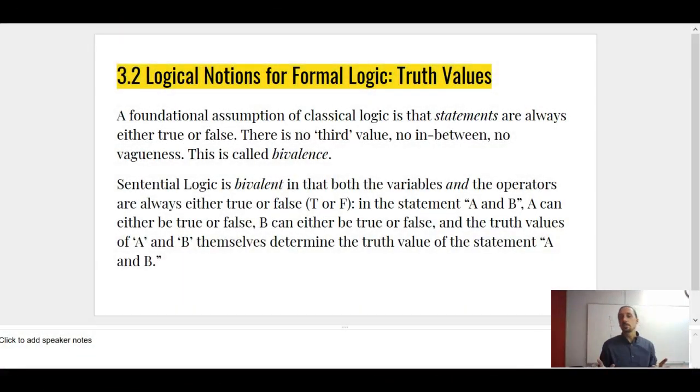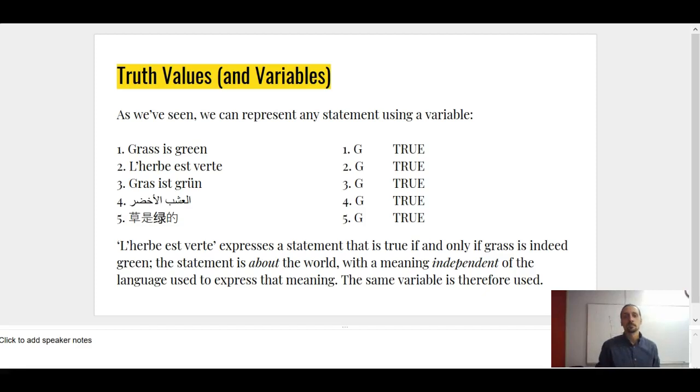Right? The truth values of parts of a sentence determine the truth value of the sentence as a whole. And we can represent any statement using a variable. Now, a statement is a sentence capable of being true or false. It's not a question or an order or an exclamation. And we're going to consider these as something about the world with a meaning independent of the language used to express that meaning.